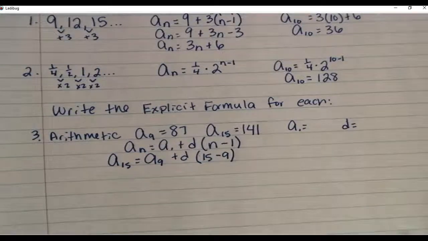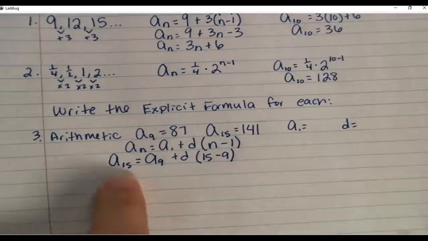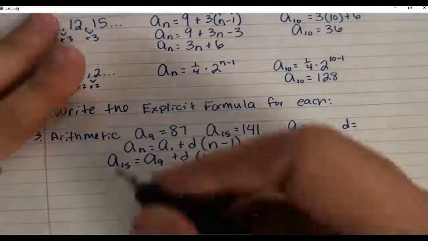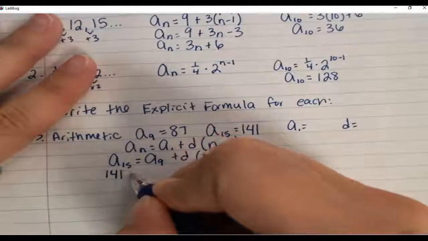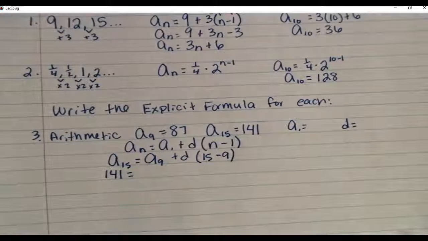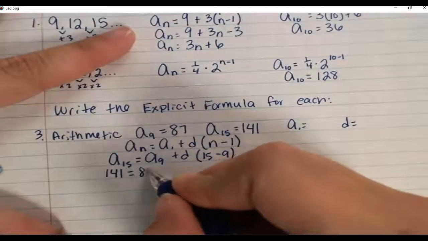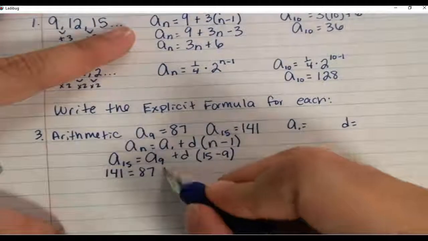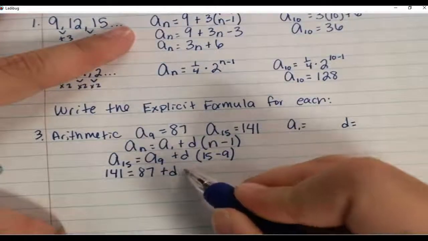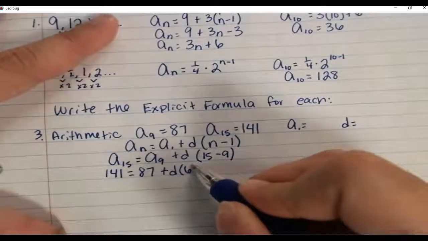Okay. So now I plug in. I know that a sub 15 is 141. So 141 equals, I know that a sub 9 is 87, plus, I don't know d, but I know that 15 minus 9 is 6.